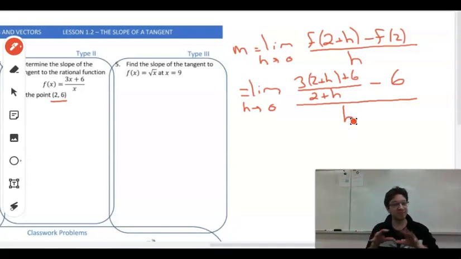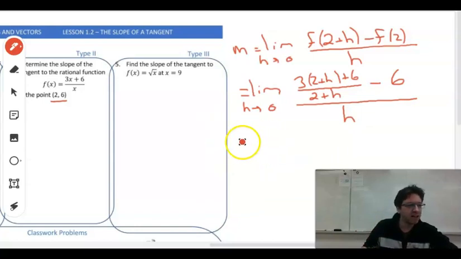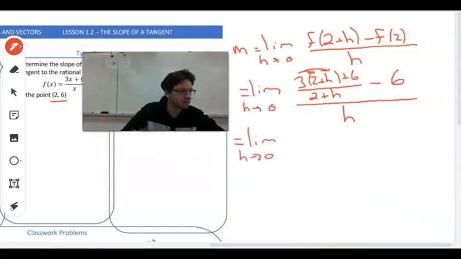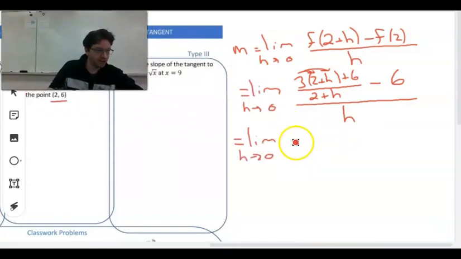So we need to play with this again because we can't set h equal to 0 right now and hope everything works out because we'll be dividing by 0. That's not good. So let's start by expanding a bit here. I'm going to FOIL this up here. We're going to have the limit as h approaches 0 of 6 plus 3h, and then we still have this plus 6 over here, all over 2 plus h.